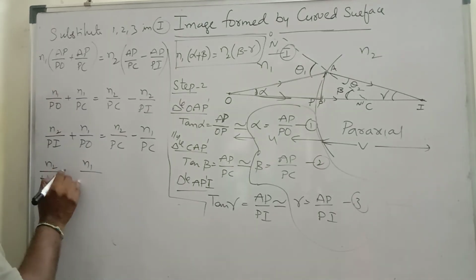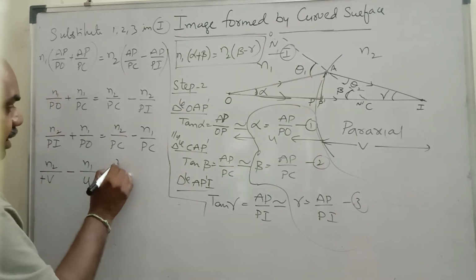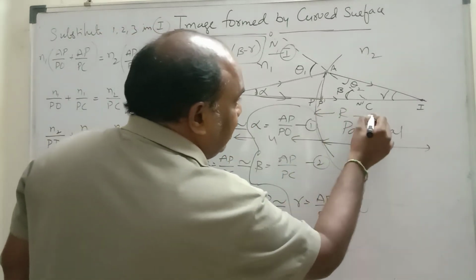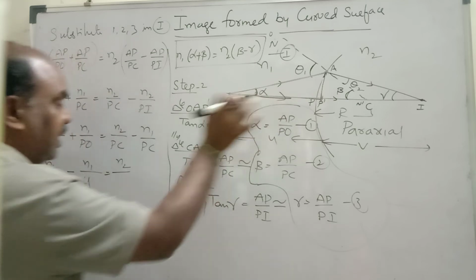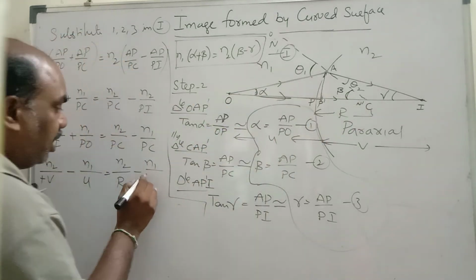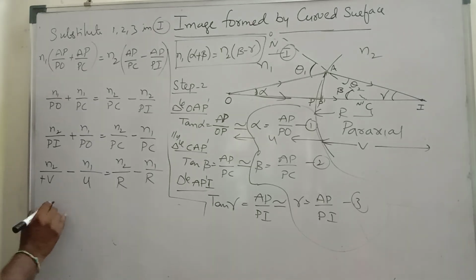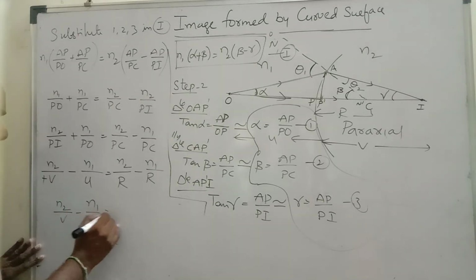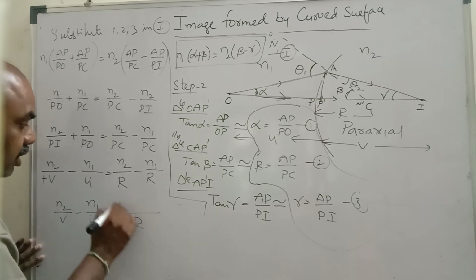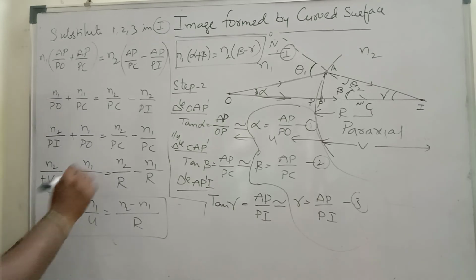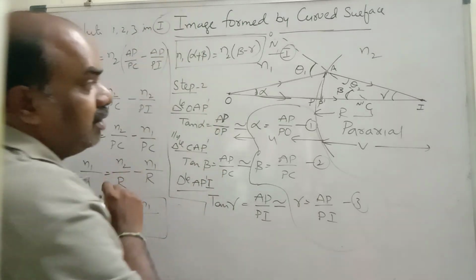Plus into minus, I will write here, minus u is equal to n2 by pole to center of curvature. Pole to center of curvature is R. Measured from pole, compare with the parallel incident ray, R. Minus n1 by PC, pole to center of curvature, R. Now n2 by v minus n1 by u is equal to, what is common here? R. n2 minus n1 by R. This is the formula to find the image formed by a curved surface.